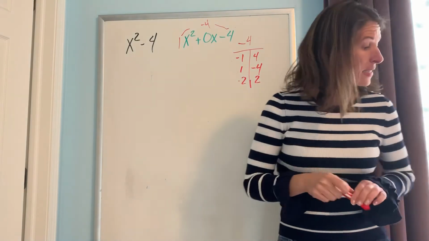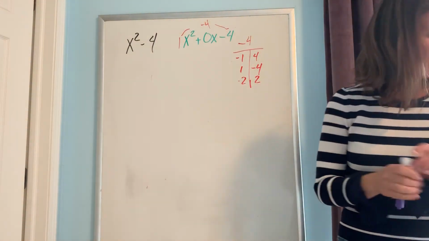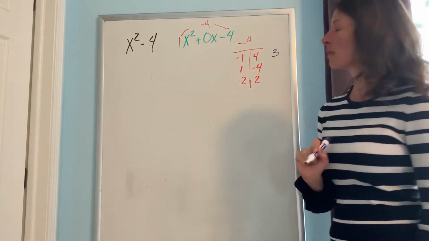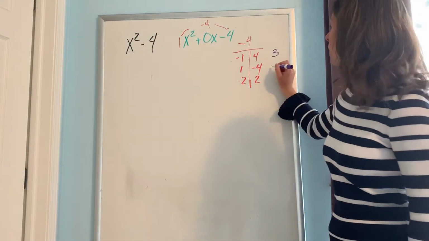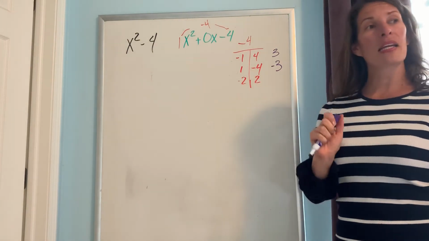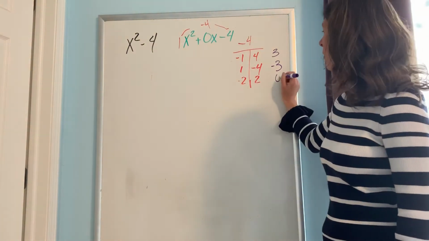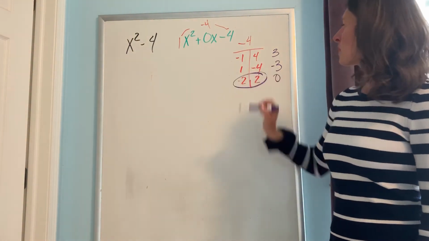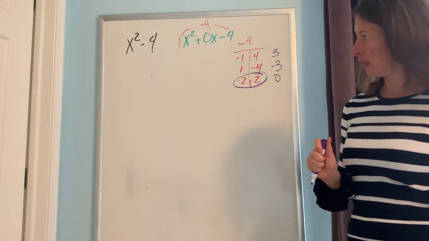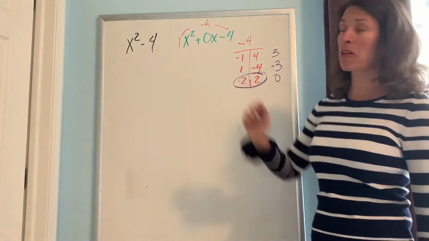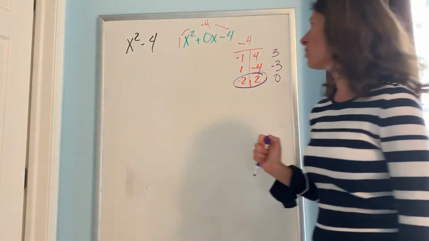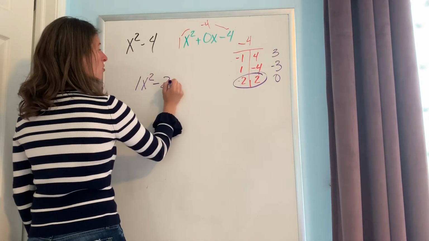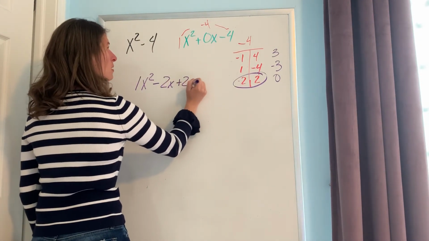So let's add these together and see what they add to. Negative 1 plus 4 is 3. 1 minus 4 is a negative 3. And negative 2 plus 2 is 0. We're looking for the numbers that add to 0. So we are looking for negative 2 and 2. So we are going to replace this 0x with negative 2 and 2. So I have 1x squared minus 2x plus 2x minus 4.